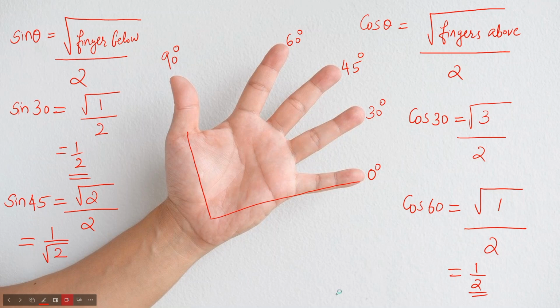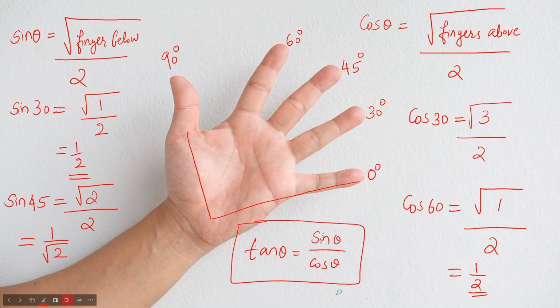These 5 values, for cos theta and sine theta, and even tan theta you can find using the equation sine theta over cos theta. Okay, you can use this equation and you can use the tricks for finding sine theta and cos theta.